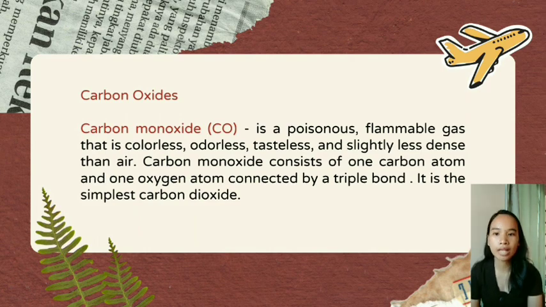So the carbon monoxide is a poisonous, flammable gas that is colorless, odorless, tasteless, and slightly less dense than air. Carbon monoxide consists of one carbon atom and one oxygen atom connected by a triple bond. It is the simplest carbon oxide.